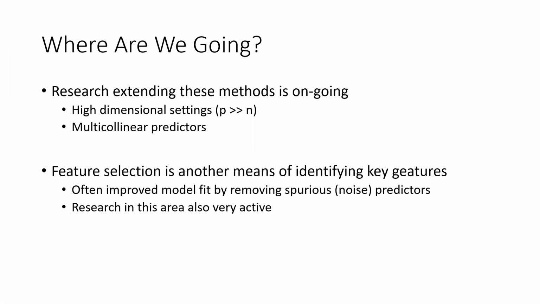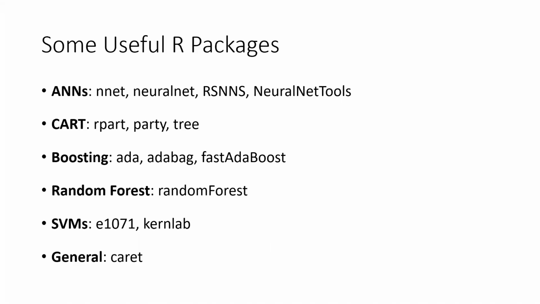So again, feature selection is the other approach that I didn't have time to talk about. And oftentimes in these models, it's important to remove those spurious noise predictors, because leaving them in will often yield worse prediction. And so research in that area is also very active.